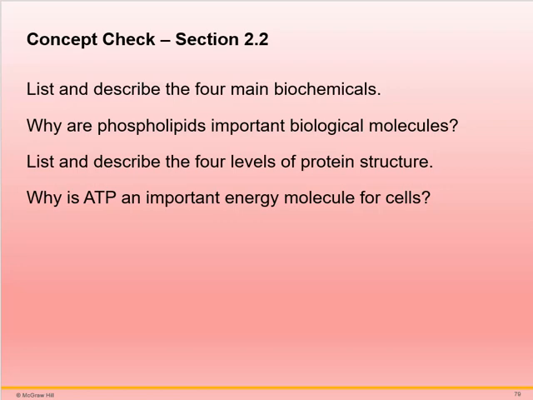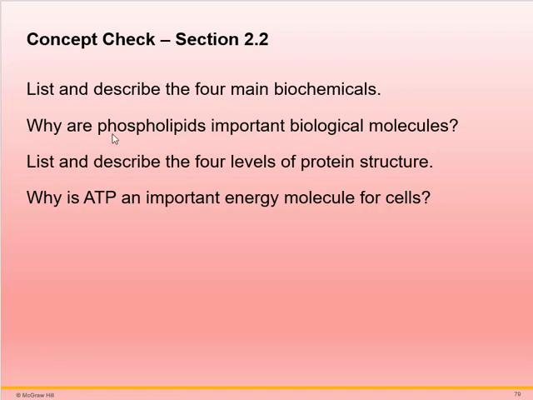So this concept check covers everything in section 2, which is a lot. It covers the carbohydrates, lipids, proteins, and nucleic acids. So list and describe the 4 main biochemicals. That would be everything we had in the chart, so make sure you know that.